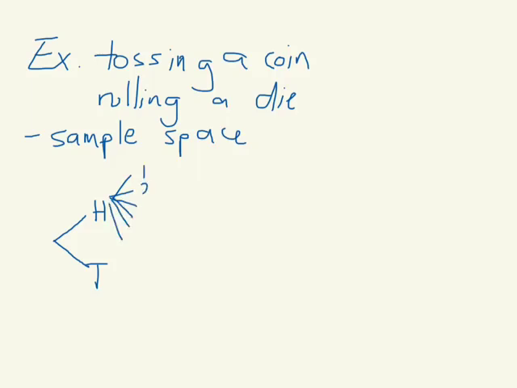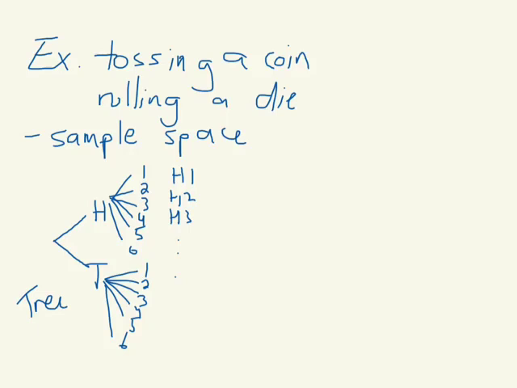I could have a 1, 2, 3, 4, 5, or 6. And likewise, if I got the tail, I could have the 6 different options as well: 1, 2, 3, 4, 5, 6. So if I followed this through, I could see that there are all of these different options. So the first one would be a heads and a 1, heads and a 2, heads and a 3, etc. That'd be one way. That's called a tree diagram.